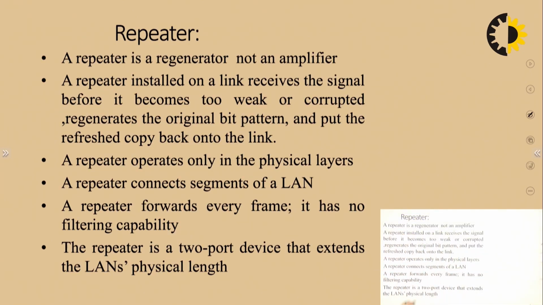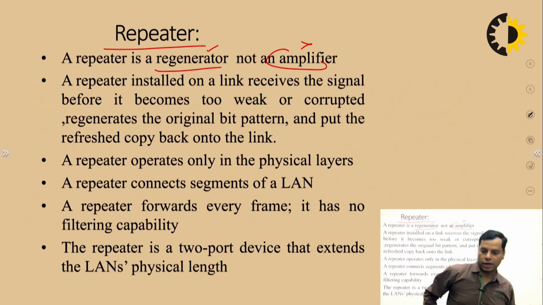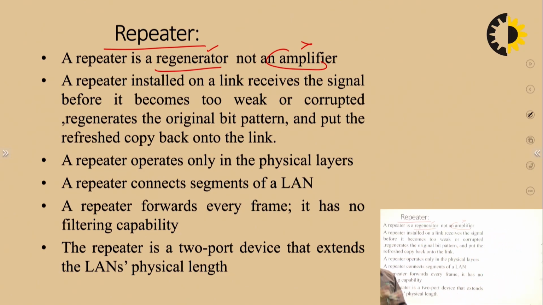First of all, we will see what a repeater is. The repeater is a regenerator, not an amplifier. That means, if the signal is distorted or attenuated, it can be regenerated again, so it can attain its original position or original frame. A repeater installed on a link receives the signal before it becomes too weak or corrupted, regenerates the original bit pattern and puts the refreshed copy back onto the link.